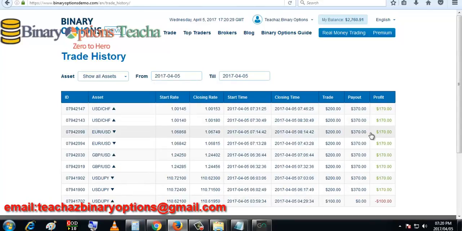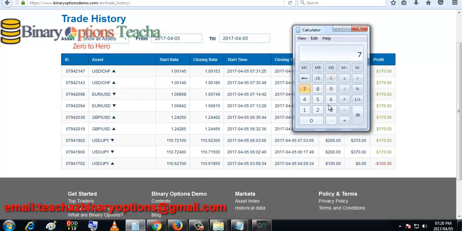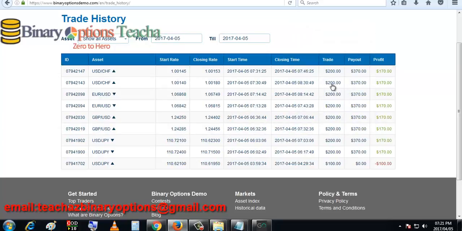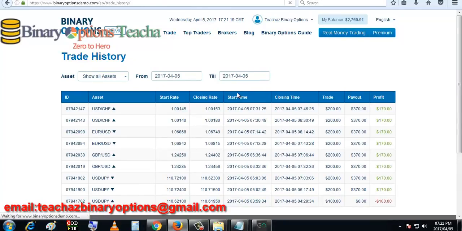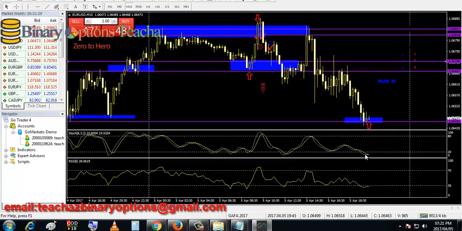So I'm just showing you the trades for today alone, because this is a new account that I just created. You can check 1 2 3 4 5 6 7 8 9. I took about 9 trades. Let's just calculate quickly. 7 over 8 by 100. No, I made a mistake. I took 9 trades, so it's supposed to be 8 over 9. If you calculate that one, it will give you around 88%.